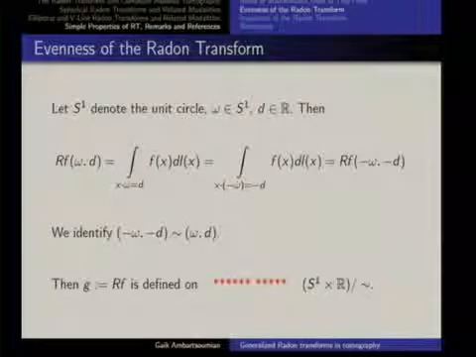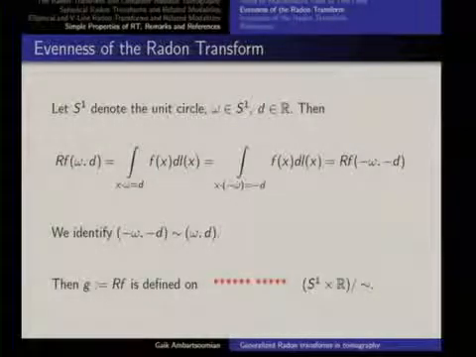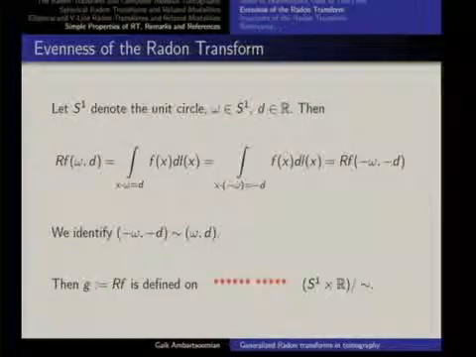So I want to talk a little bit about some very simple properties of the Radon transform, but they have far-reaching implications. At first sight, it looks very simple, but the implications are very important. The very first thing I want to talk about is the evenness of the Radon transform. Again, let me remind you of the notation. We're talking about a function. Let's say the function is supported in the unit disk, for example, just for simplicity.